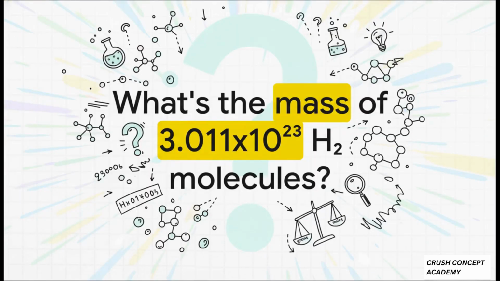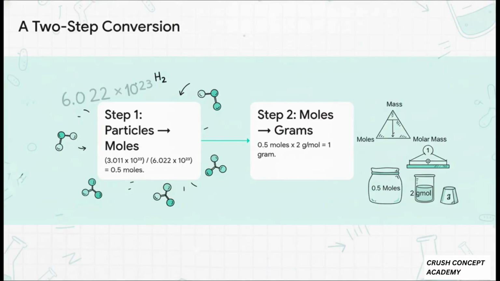Okay, you ready? Time for the final boss. Let's put everything we've just learned together. This is a 2-step problem. We're starting with a specific number of molecules, and we need to find their total mass in grams. You have all the tools you need? We can do this. Okay, step 1. We have to convert our number of particles back into our standard chemistry unit, the mole. So we divide our number of molecules by Avogadro's number, and that gives us exactly half a mole.